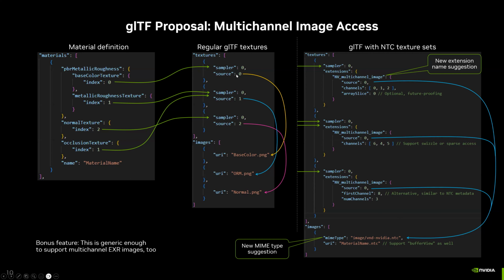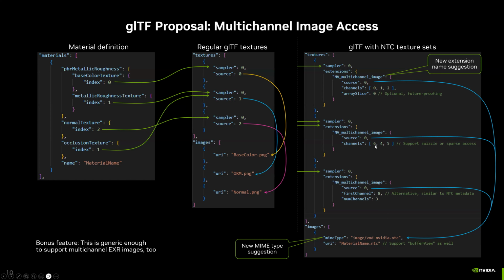I suggest adding an extension that allows us to describe that the texture doesn't just refer to a single image file, but to a set of channels from an image file. Like here, we take image number 0 from the bottom. It's in the NTC file. And we take channels 0, 1, and 2 and combine them into a texture that is compatible with the standard glTF layout for base color.